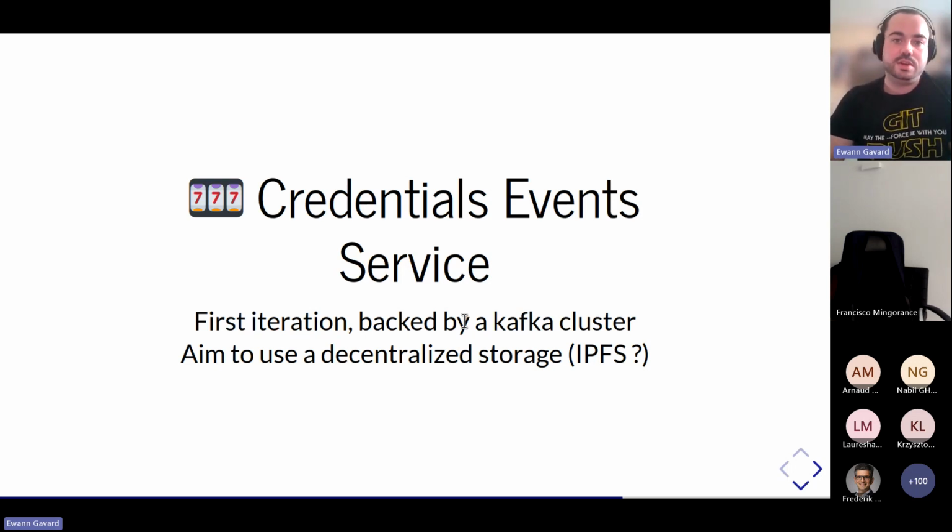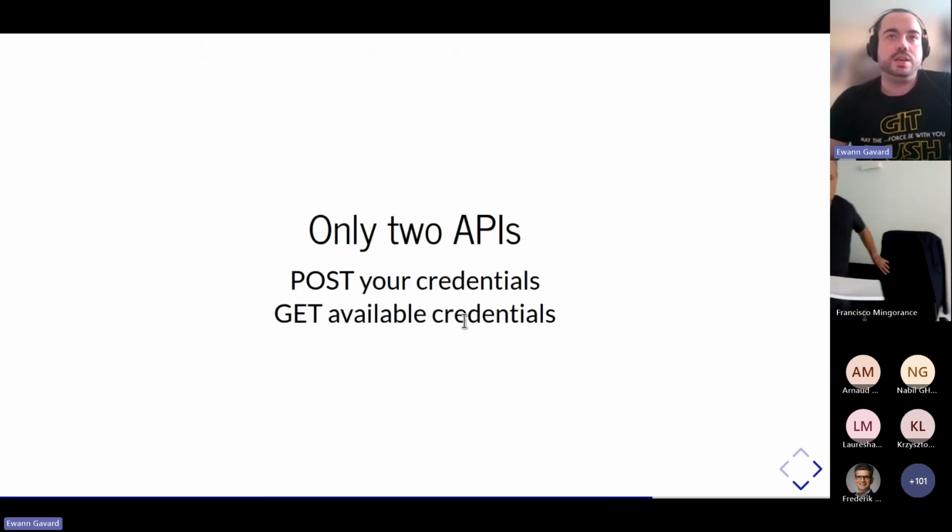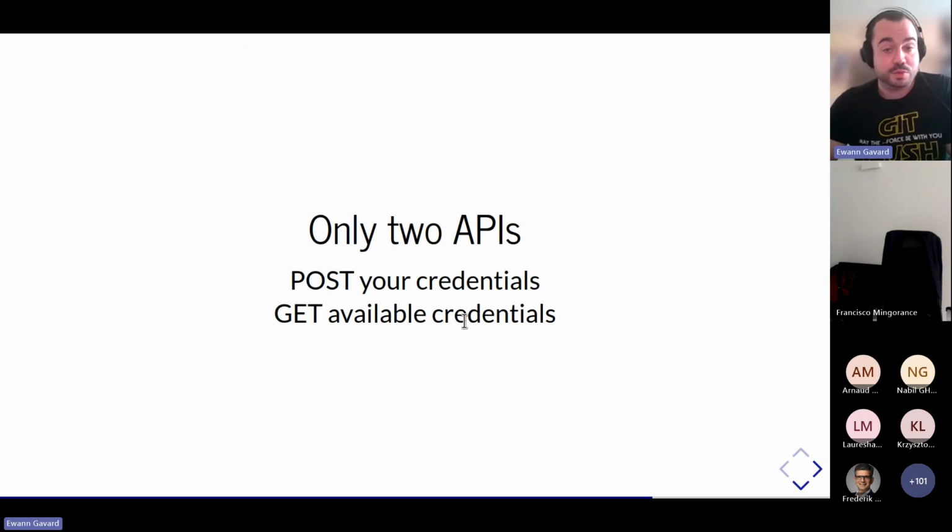This service, which is already in production and available, will be deployed in clearing houses so that we have some redundancy and fail-safe in case the lab one fails, which can be the case. This service only has two APIs: one to post your credential and a GET to retrieve credentials.